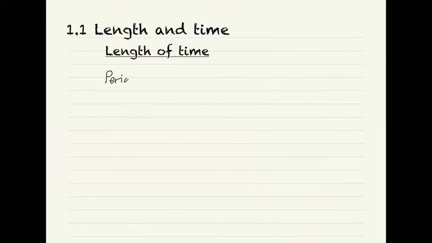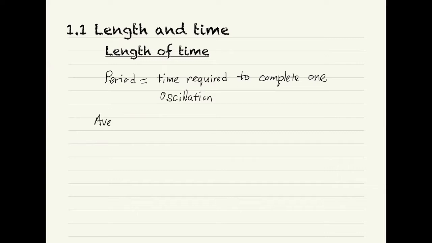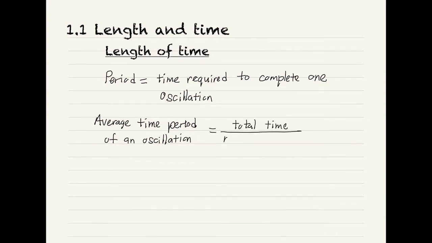Period means the time required to complete one oscillation. From this definition, we can develop one formula. Average time period of an oscillation will be equal to total time divided by number of oscillations. The unit for the time is second, so the unit for the average time period will be second also.